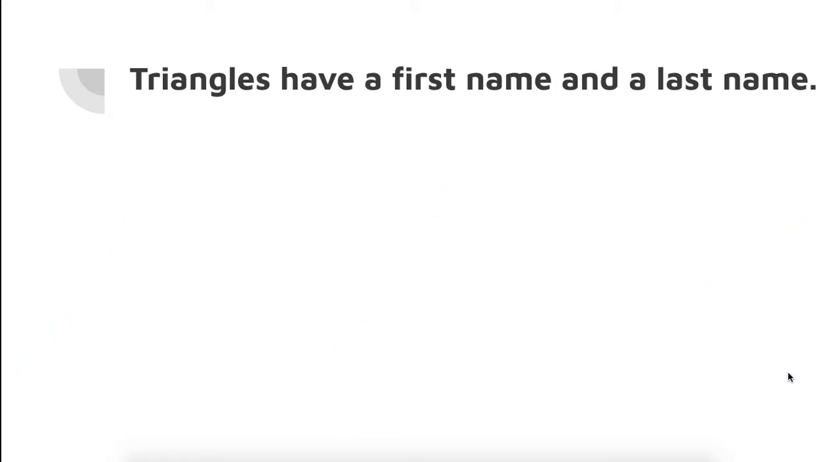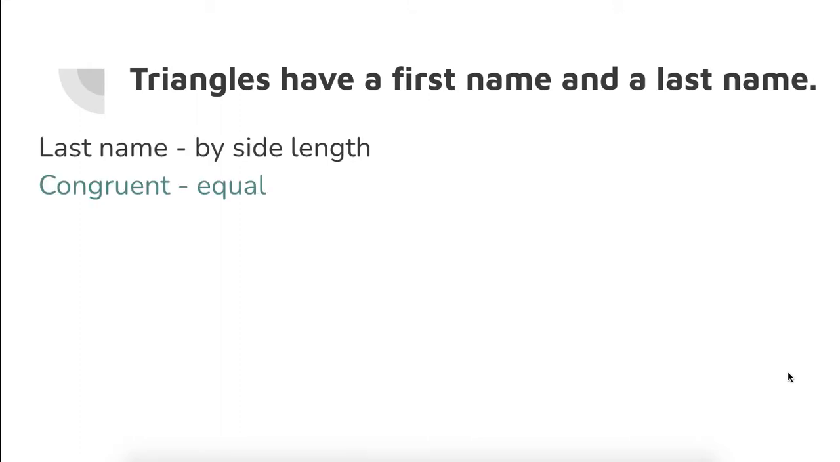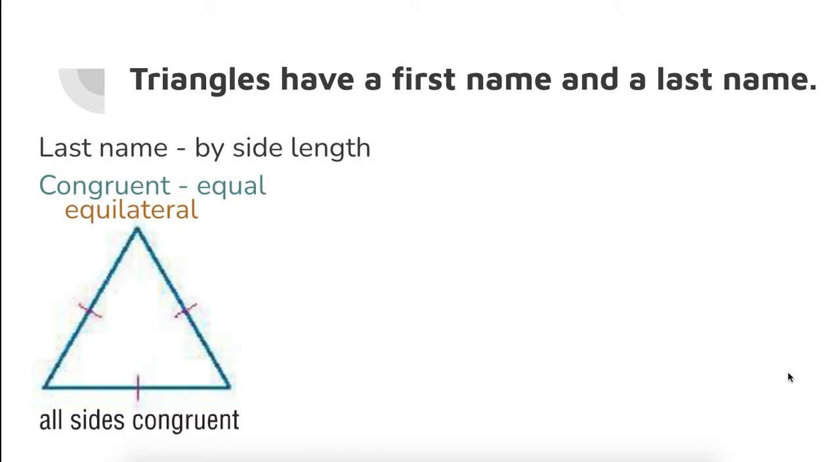Okay, then last name is based on the sides of the triangle. Okay, quick vocab word here. The word congruent means that they're equal or equal in size. Okay, it's a word that we use a lot in geometry. So congruent means equal. And our 3 types of triangles based on their sides. Our first one is equilateral. So equilateral is when all 3 sides are congruent or equal.